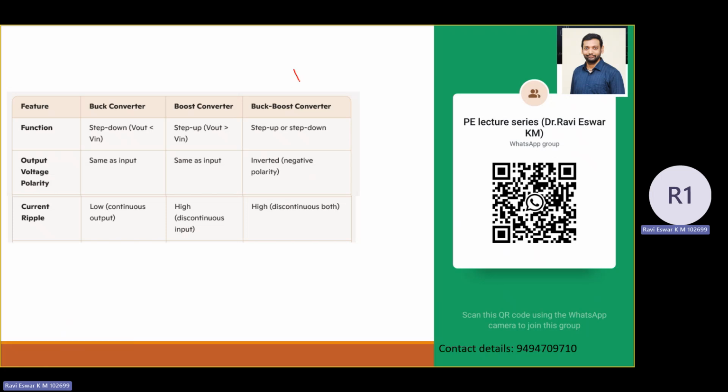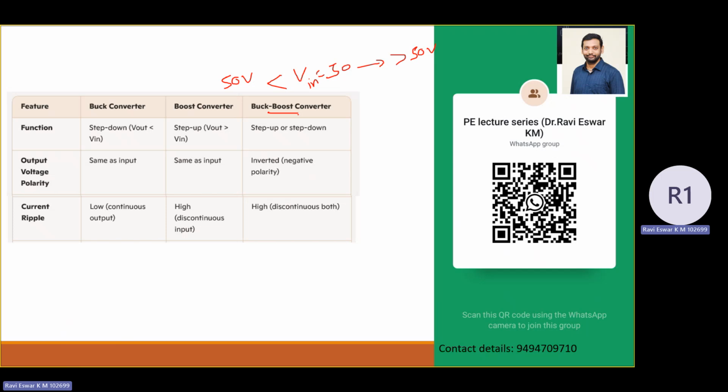Suppose the input voltage is, let me take an example, 50 volts. Your load may sometimes require above 50 volts, and sometimes less than 50 volts. There you can employ a buck boost converter, particularly for a wide range of voltage application.